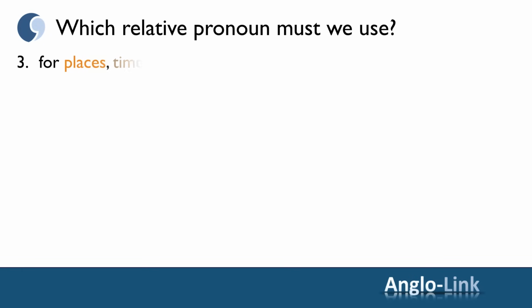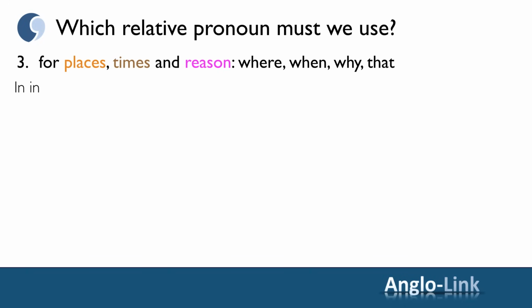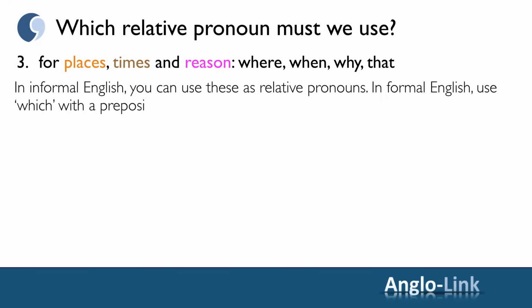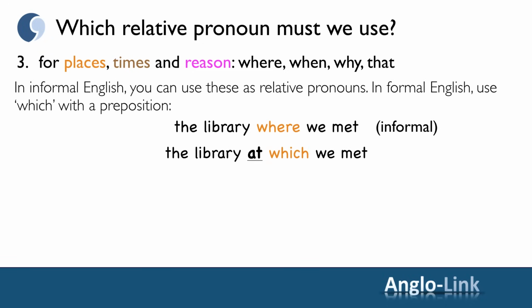Okay, and finally, for places, times, and reason, you can use where, when, why, or sometimes that. In informal English, you can use these as relative pronouns. However, in formal English, use which with a preposition. For example, the library where we met is informal, and the library at which we met is formal, written English.